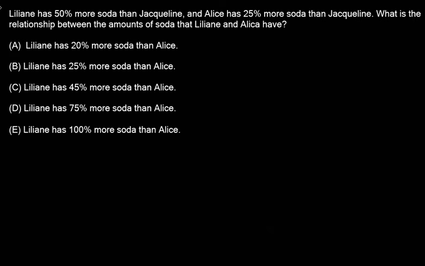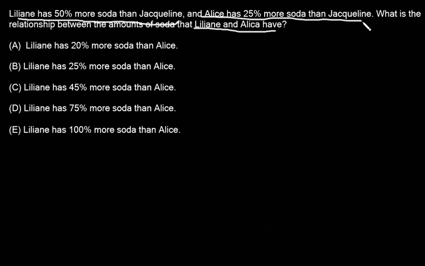Alright guys, this is question 2 of the 2018 AMC 10 test A. And here's the question right here. It says Leanne has 50% more soda than Jacqueline, and Alice has 25% more soda than Jacqueline as well. What is the relationship between the amounts of soda that Leanne and Alicia have? It's asking us the relationship between these two, but it's giving us values for Jacqueline and the latter.